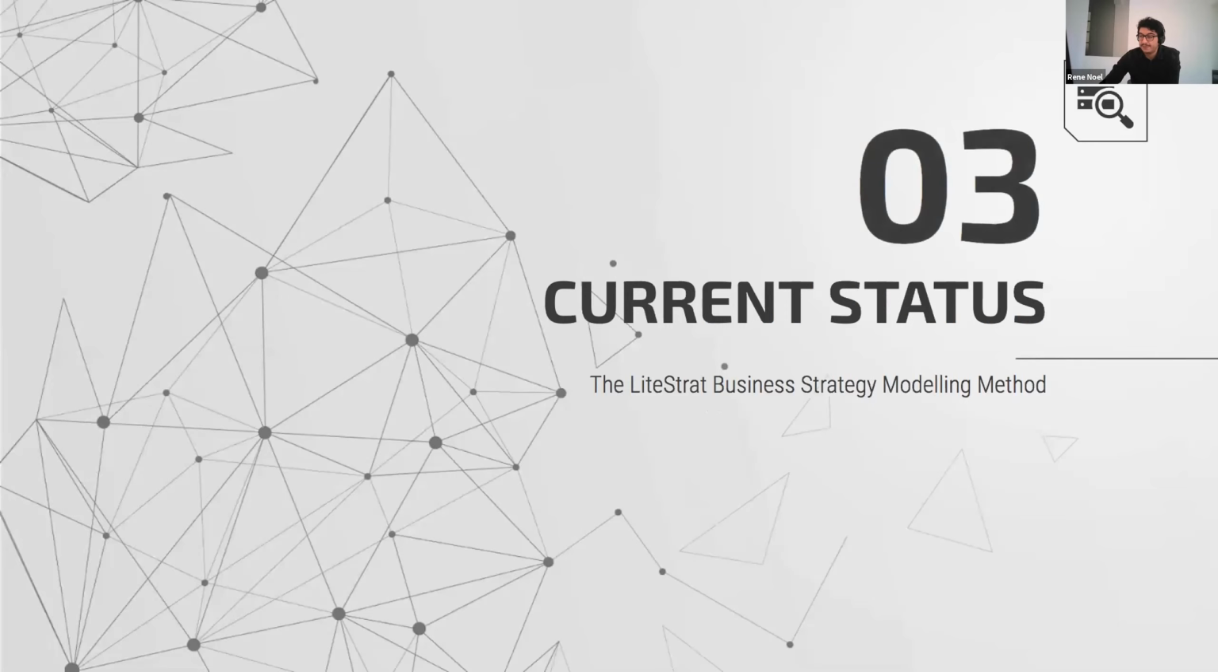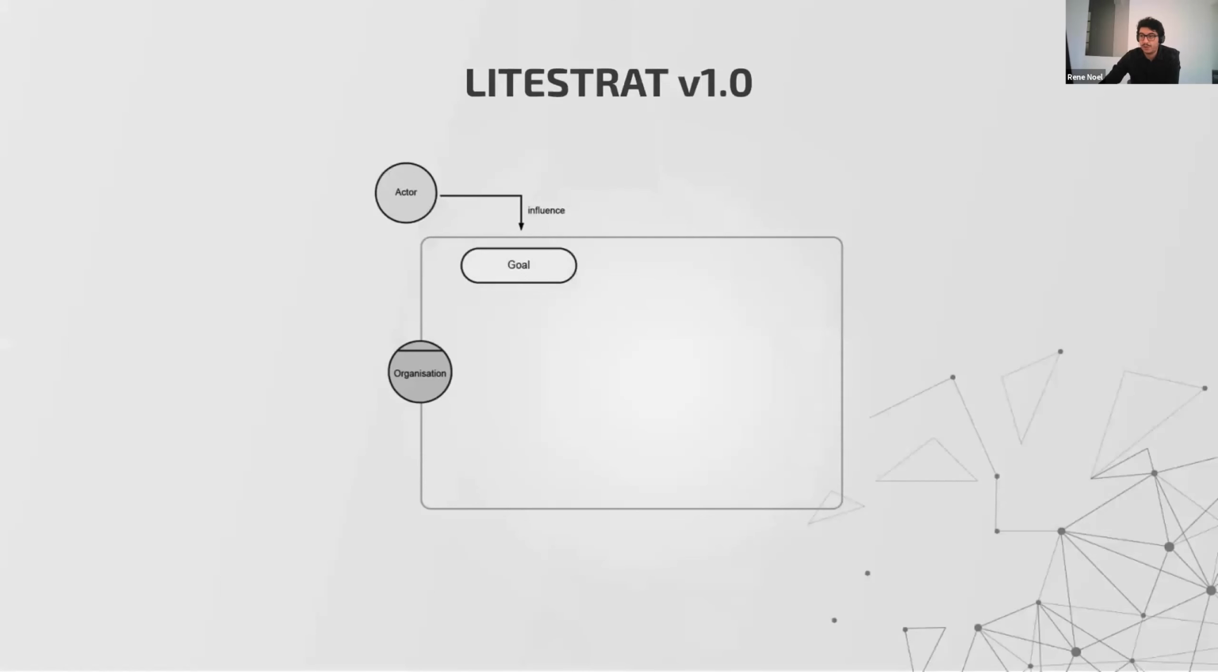The current status of the research: we have a first initial version of LightStrat that is designed using situational method engineering, carefully selecting some constructs and relationships and the modeling procedure from the Business Motivation Model, from iStar also, and from ArchiMate. It is a procedure that starts by defining the external actors, for example customers or competitors, whose behavior influences the organization.